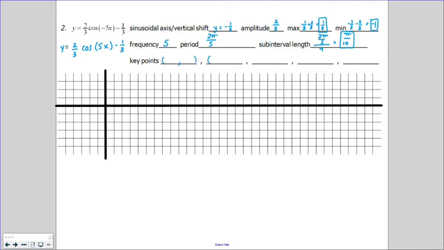Just like I did the last example, I'm going to set up the ordered pairs first. Remember, these are the first 5 key points that we're going to graph. And if I think about the order of key points for cosine, cosine will always start at its max, then axis, min, axis, max. So let's fill out the point values that correspond to each of these things. I'm going to start with the y values here. Our maximum we found was positive 1/3. The sinusoidal axis is negative 1/3. Our minimum is negative 1. Back to the sinusoidal axis at negative 1/3, and finally back to our maximum, which was 1/3.